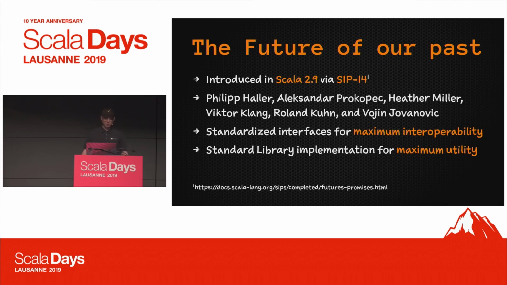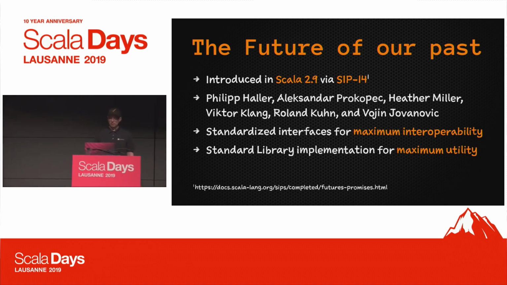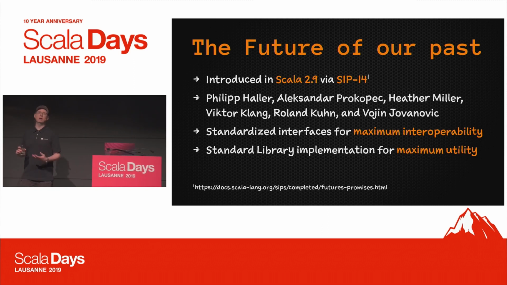A long while ago now, we introduced futures and promises into Scala 2.9 via Scala Improvement Proposal 14. You can read the link down below if you want more background on it. But I think the main key was to get a standardized set of interfaces so that we could have maximum interoperability for Scala applications. There were numerous promise and future implementations at the time, and everybody would essentially have to write converters between all of them, and that was not feasible.